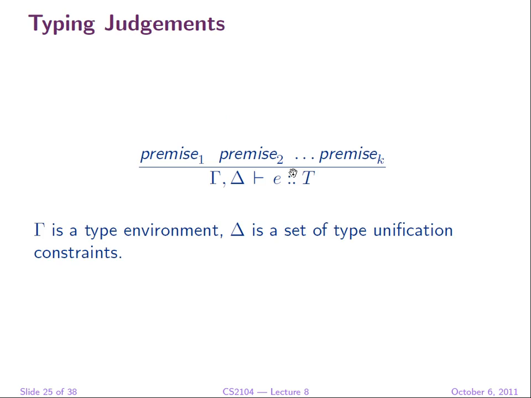Okay? And we're going to define the type inference algorithm via judgments, typing judgments as we did before. And how does a judgment look? We have an environment, and we have a set of type constraints. And we're going to see exactly how this works. In the context of an environment and a set of constraints, we can infer that expression E has type T.